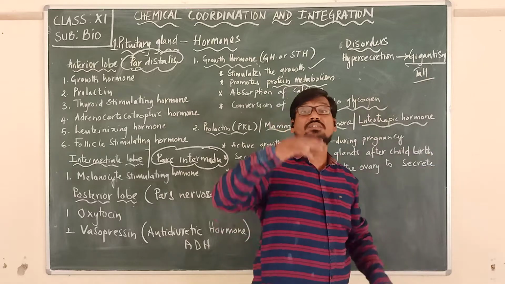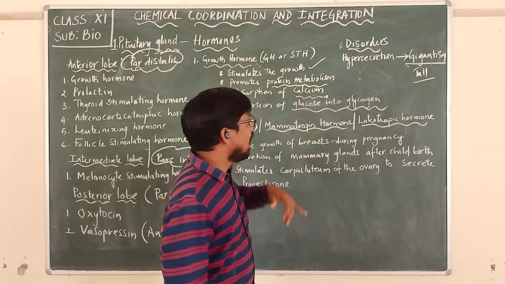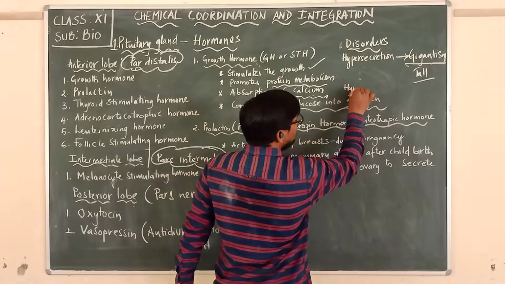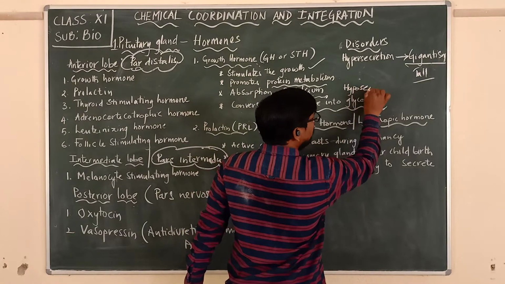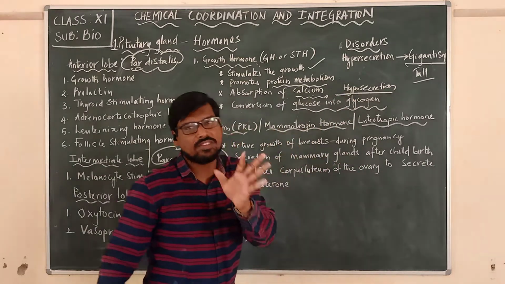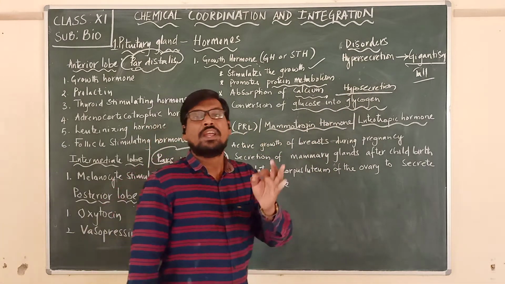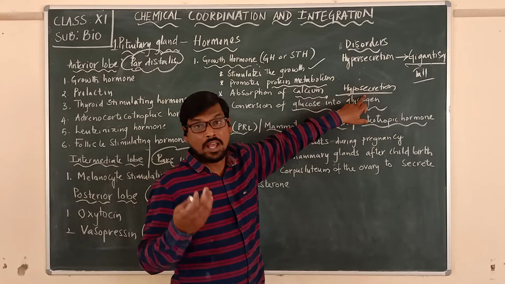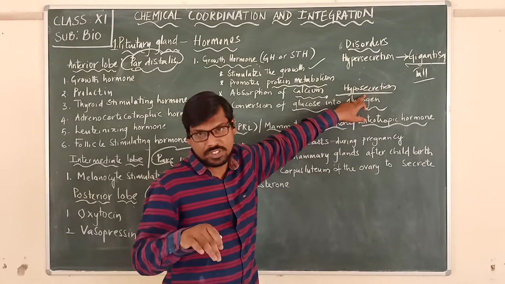Gigantism means the person will be very tall, we are saying. And in the same way, if it is produced in less quantity, that is hyposecretion. Hyposecretion means produced in very less quantity, in simple terms, deficiency. There we are saying oversecretion. Here we are saying less secretion, that is deficiency.